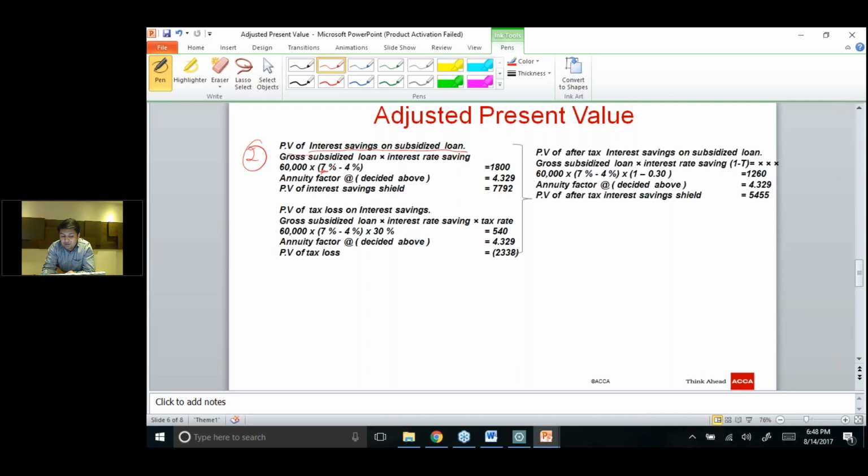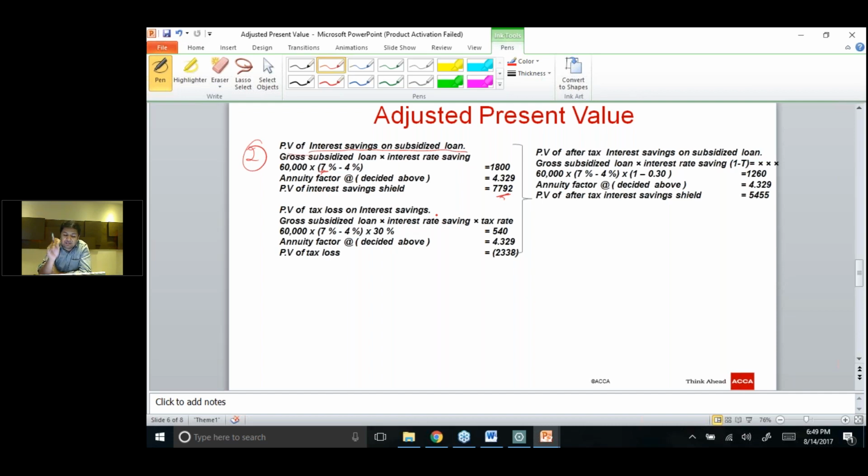60,000 is the loan amount. 3% is the annual saving on it. So you are saving $1,800 every year. By taking its present value at the annuity factor 4.329, you have calculated the present value of interest saving, that is equal to 7,792.